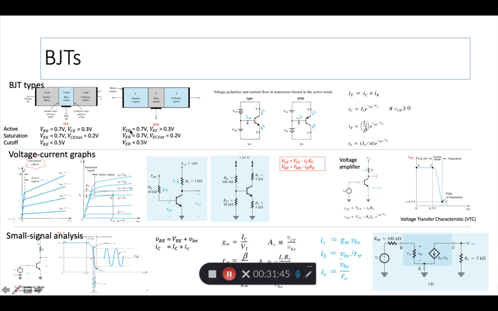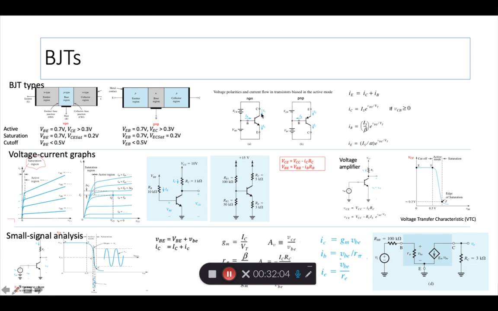Okay, so remember, the base-emitter junction has to be forward biased, and the collector-base junction has to be reverse biased for active operation for both transistors.